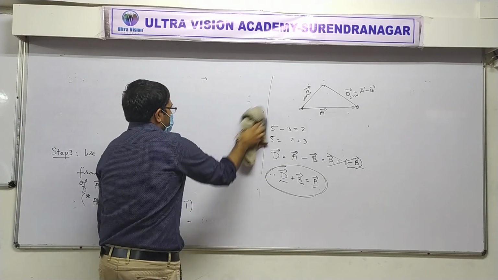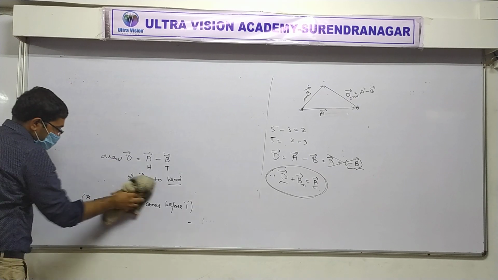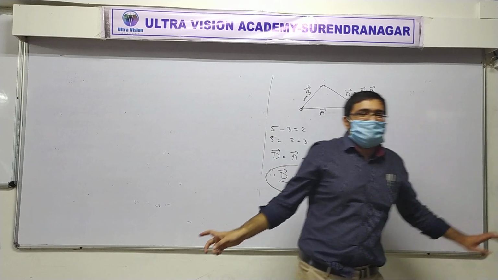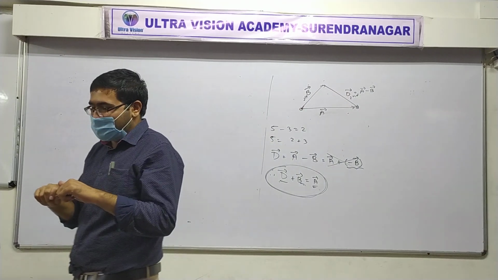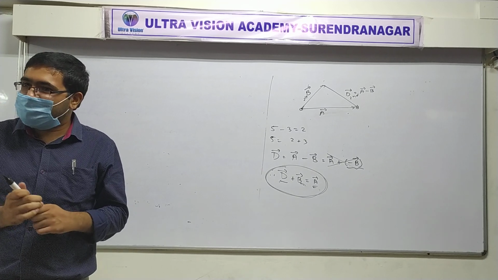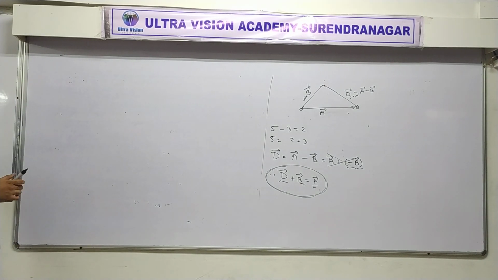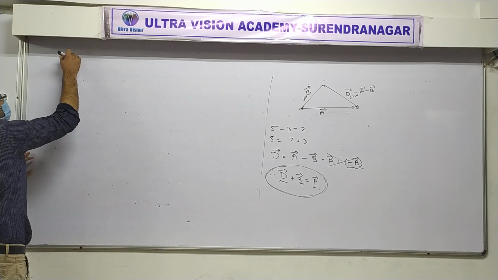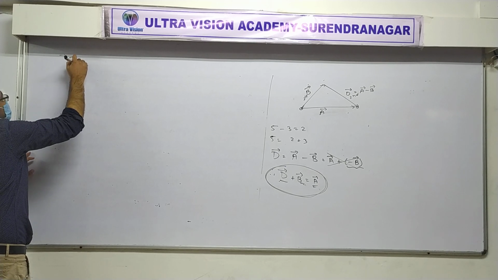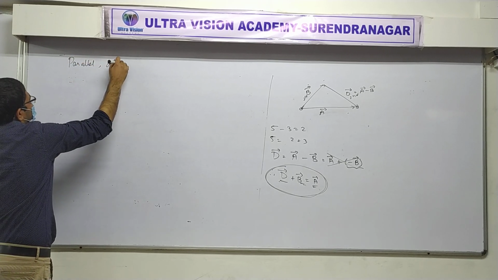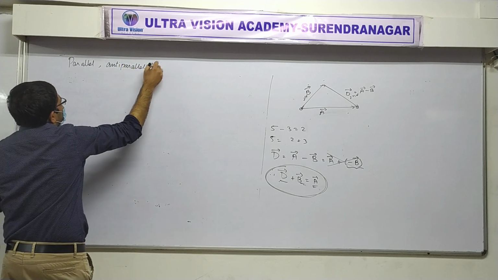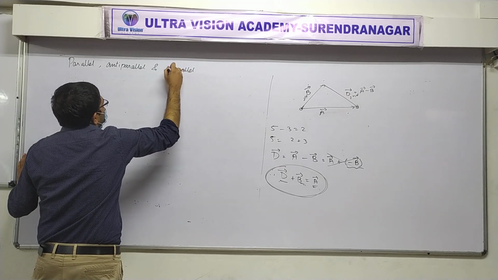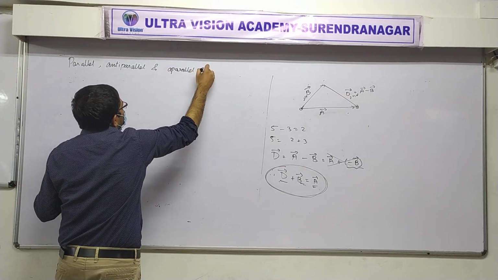Now we are going to write or classify the vectors according to direction. Very easy topic. And do you remember the steps? Make sure you don't get confused between law of addition and law of subtraction. Tomorrow I may take your test again on whether you know subtract and add. Parallel, anti-parallel and a-parallel vectors.